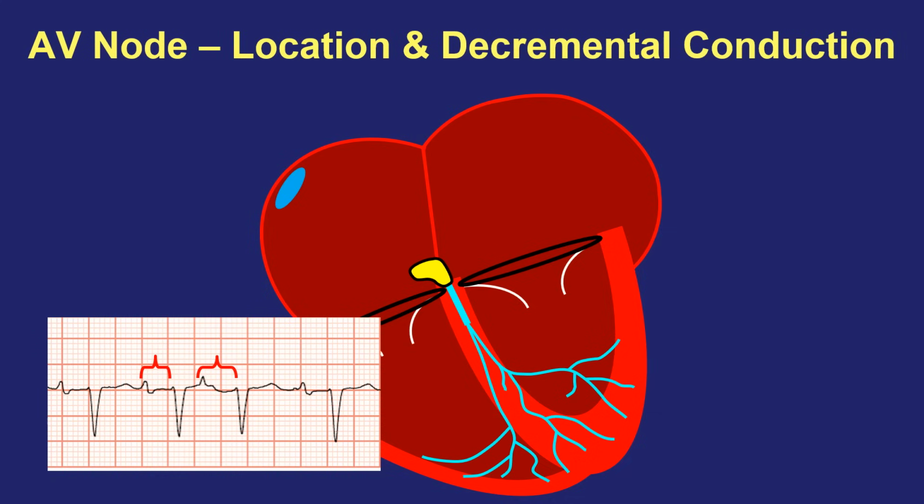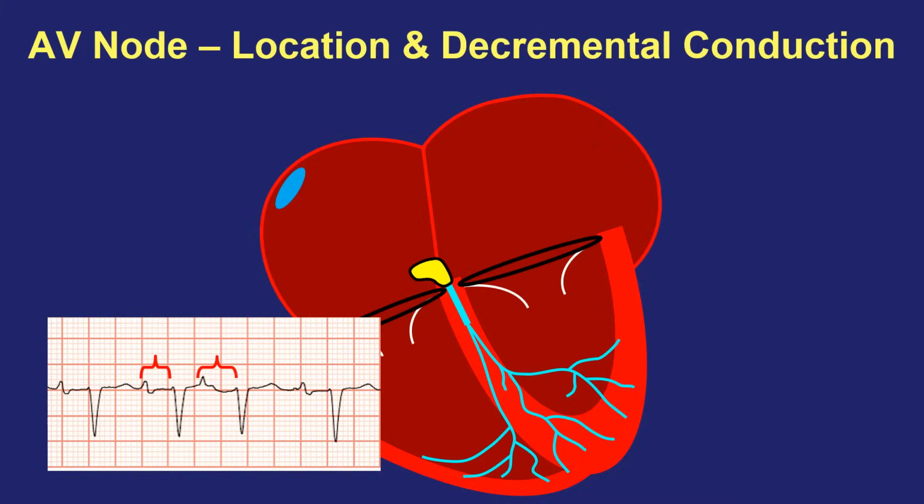That property is known as decremental conduction. That is the property of the AV node, that the faster you hit it with a signal, the slower the conduction velocity within AV node tissue. That is another critical piece of information to understand about how the AV node works when you start to ask yourself whether this patient has an accessory pathway or not, and whether they have an AV node that is functioning in the normal way.